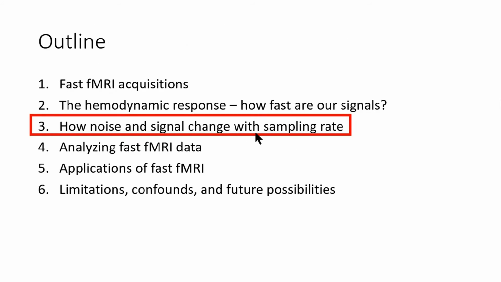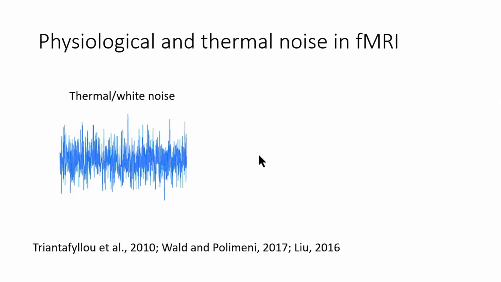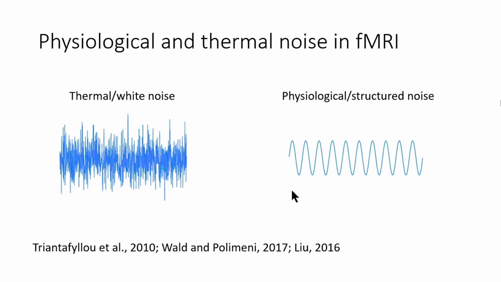All right. A second really important aspect is how noise and signal change with sampling rate. There are many sources of noise in fMRI, but two particularly important ones are thermal or white noise, which can relatively increase in fast imaging, and then physiological structured noise. This doesn't necessarily increase, but it really changes qualitatively when we image quickly.